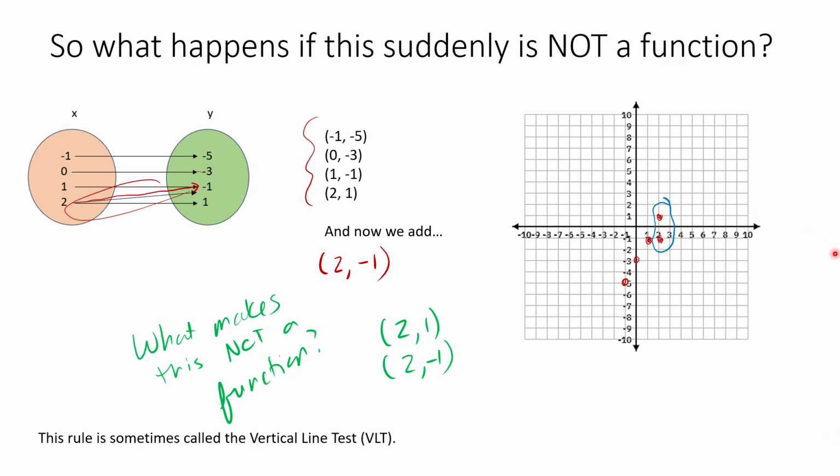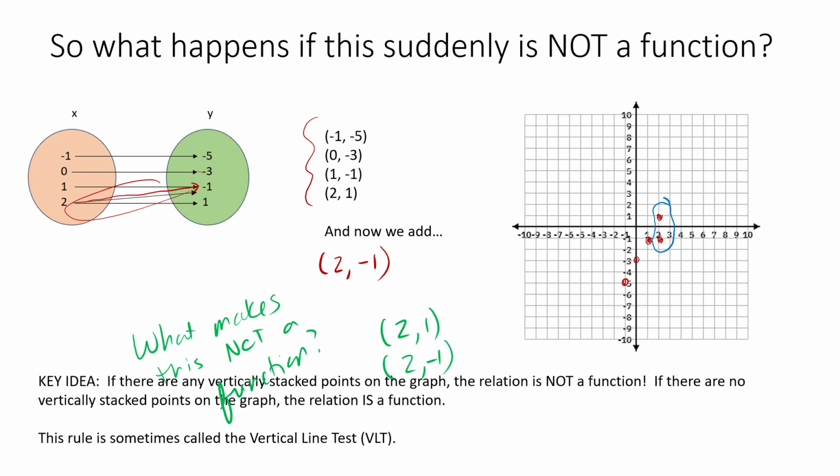All right. So I wrote on my thing a little bit. We'll clean that up. All right, so here's the key idea. If there are any vertically stacked points, vertical means like this, up and down, stacked right on top of each other on the graph, then the relation is not a function. If you see 2 points stacked on top of each other, it is not a function. You've got something like this going on where one x goes to 2 different y's. If there are no vertically stacked points on the graph, the relation is a function.